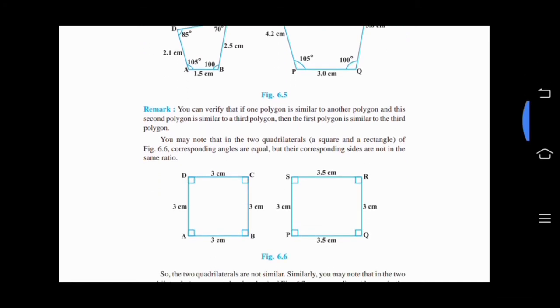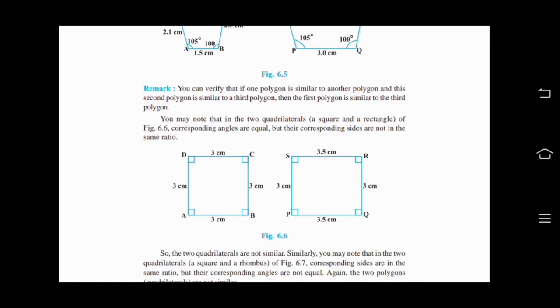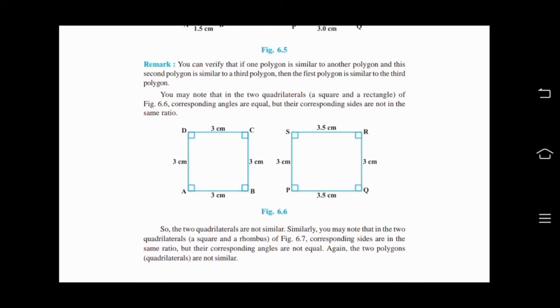Now let us observe figure 6.6. In figure 6.6, we have two quadrilaterals, quadrilateral ABCD and quadrilateral PQRS, right? As we can see, both of these quadrilaterals are rectangles, right? We all know that in a rectangle, all angles are 90 degrees. So definitely the corresponding angles in these two rectangles will be the same. So our first condition is satisfied.